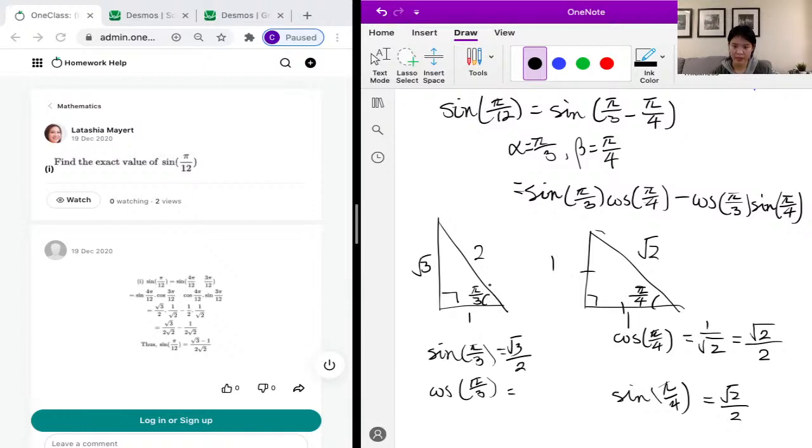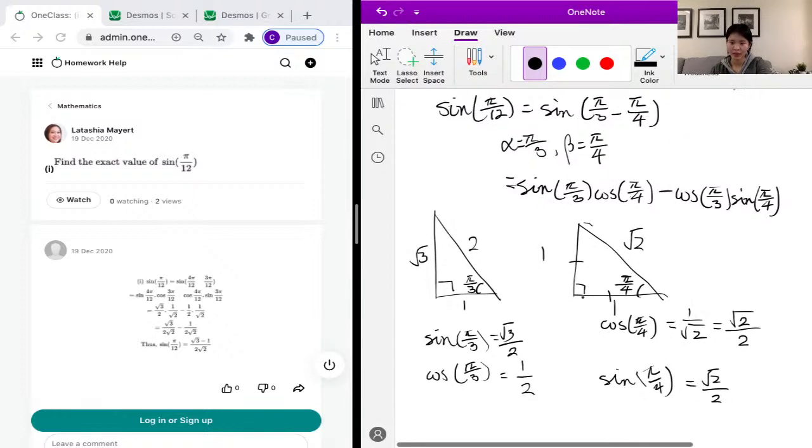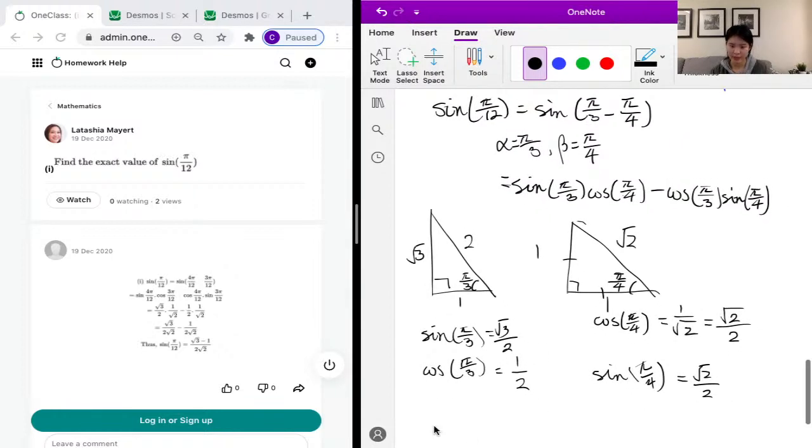For the angle cosine of pi over 3, we have adjacent over hypotenuse, which is 1/2. Okay, so now we have all of our values. Next, we just need to substitute it into the equation above. So again, we have sine of pi over 12 is equal to sine of pi over 3 minus pi over 4, and after you just need to plug the specific values of the sine of an angle and cos of an angle into the equation over here.